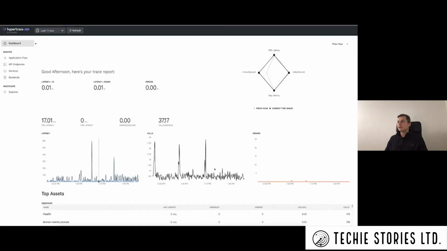So let's have a look at the UI. Now we'll follow a couple of screenshots. This is the main screen in the platform, which is called dashboards. It shows you the overall state of the application that you are monitoring. So you see data like latency, number of calls, number of errors, and also the most important endpoints, which are at the bottom.